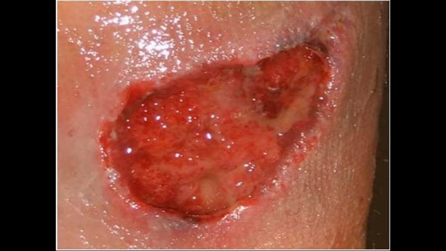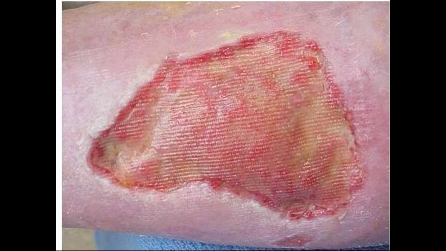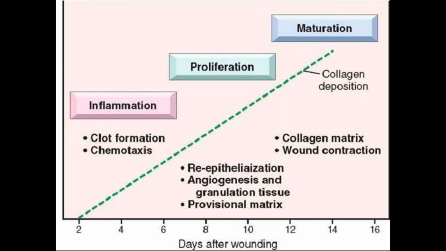So this is a granulation tissue, which is pink and glistening. Okay, this is also an example of granulation tissue.